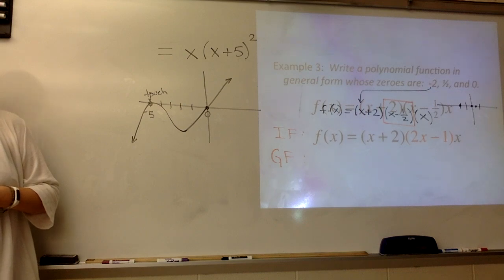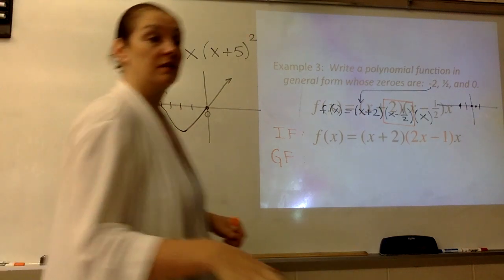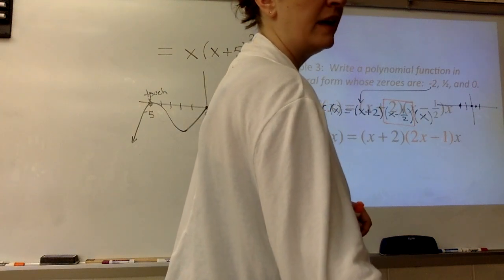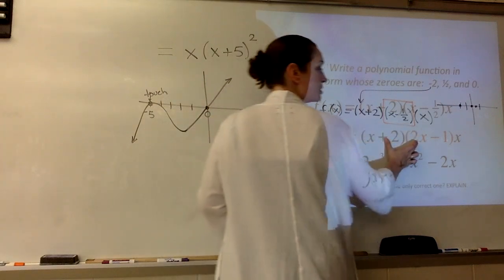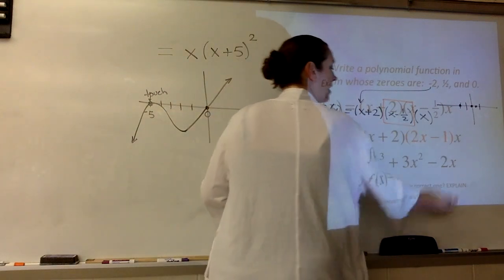What's your F word, favorite F word? Factor, right? Or refoil. Factoring and foiling are opposite operations. So I would FOIL the first two, and then I would distribute the x back. This is what I get.